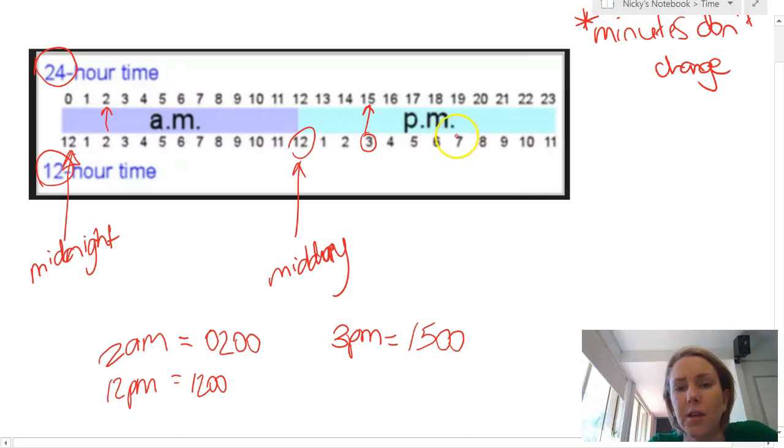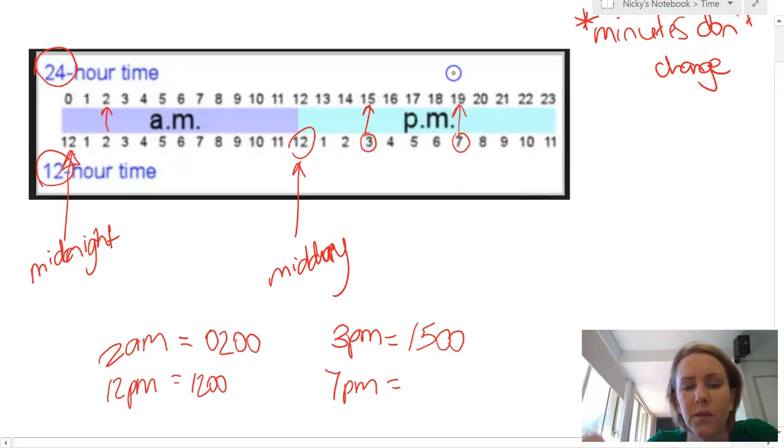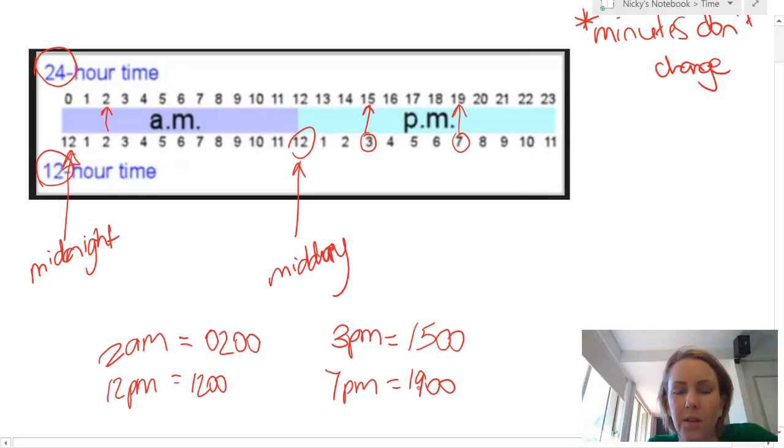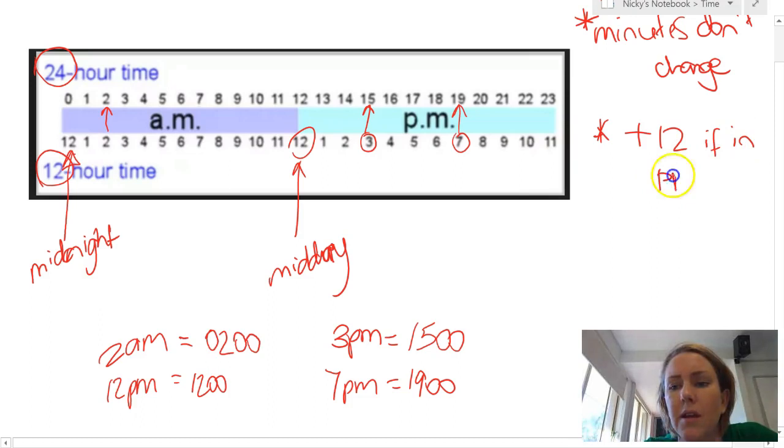Okay, another example, let's say I had 7 PM, that would become 7 plus 12, the 12 hours, 1900. And as you get really good at this, you're actually going to really quickly remember those combinations, you know, that 3 is 15 or 8 is 20. But if you don't remember straight away, all you need to think about is to plus 12 if it's in the PM. So plus 12 if in PM.